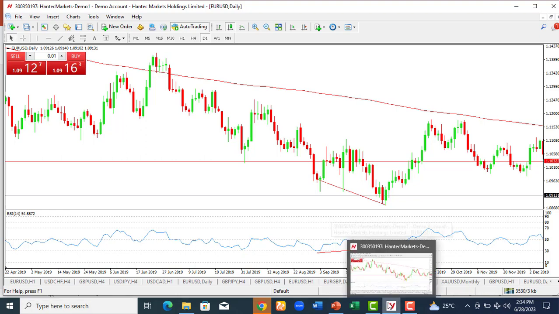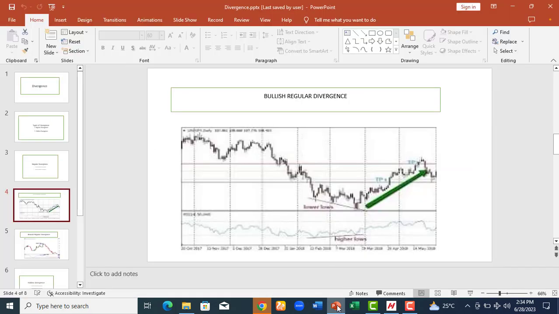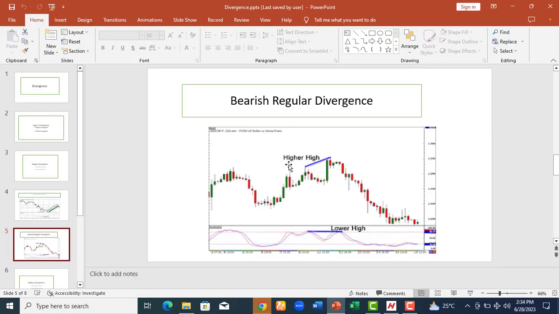So we move over to the next thing we have on the slide, which is the bearish regular divergence. This particular type is seen at the resistance zone.